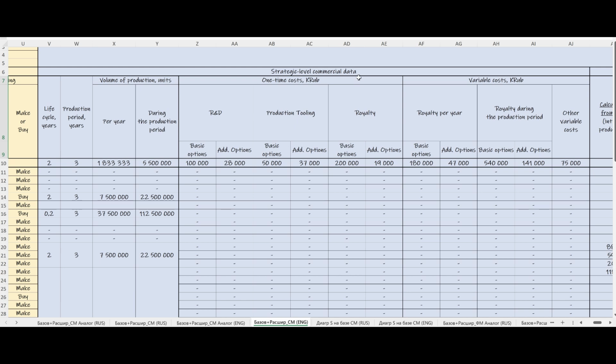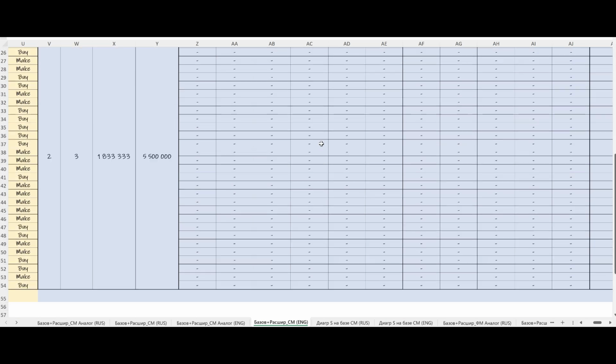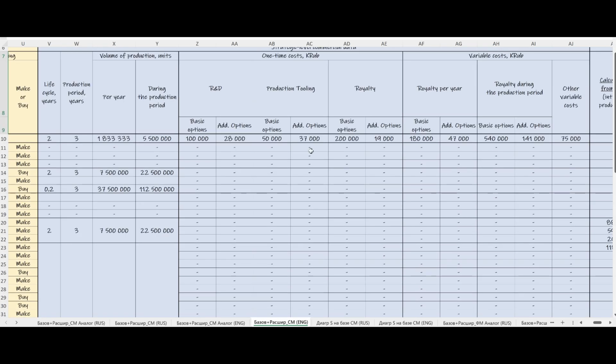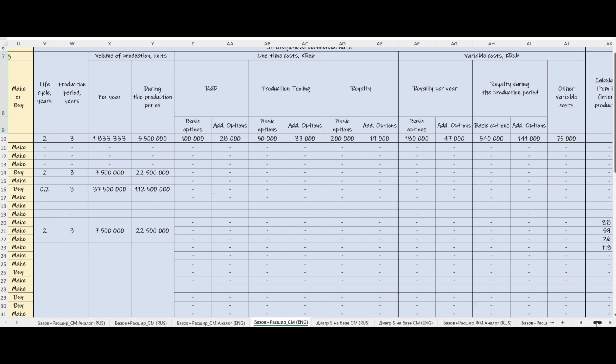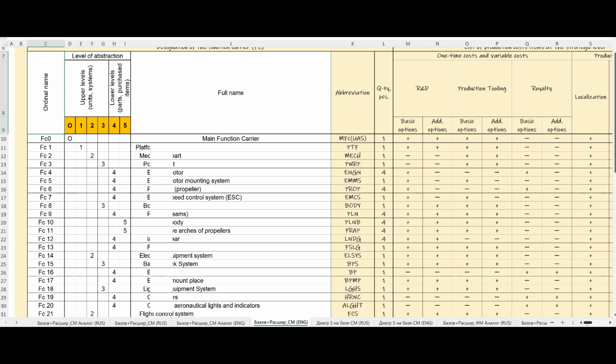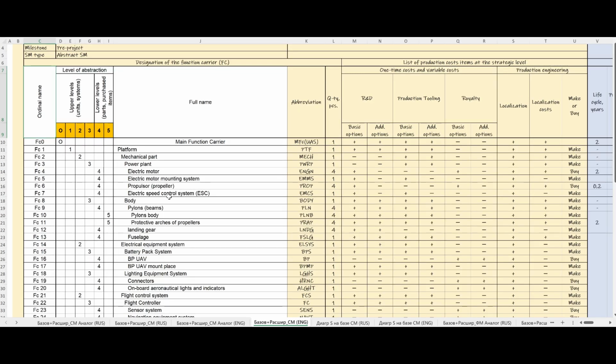In this block, we indicate, as a first approximation, the volume of production of certain components, for example, on the basis of whether they belong to consumables. See the line propulsor and the component propeller with a life cycle of 0.2 years, unlike other components with a life cycle of 2 years, etc.